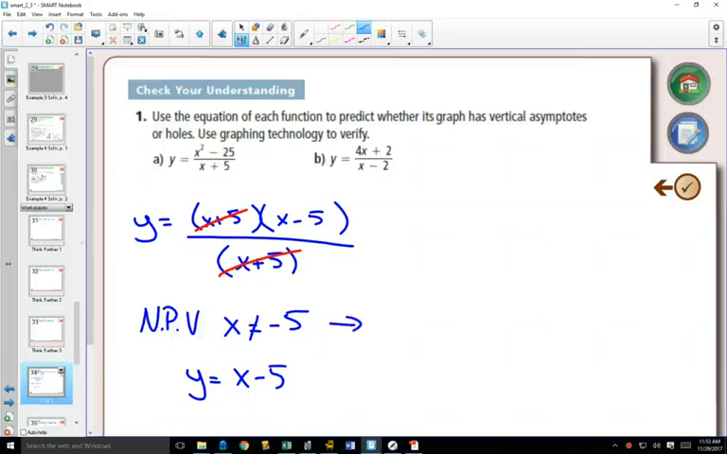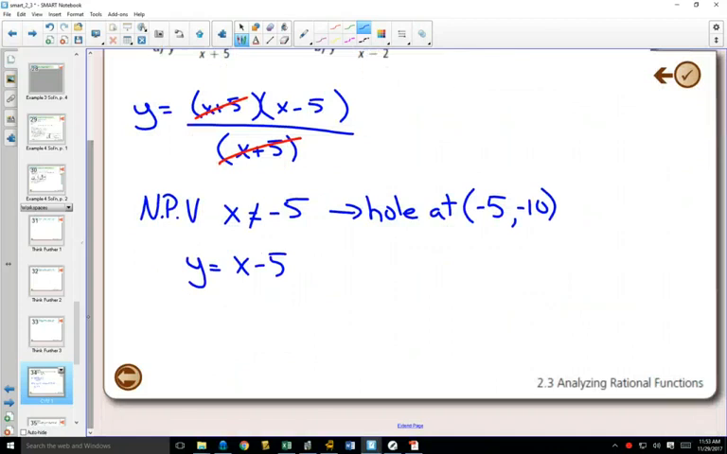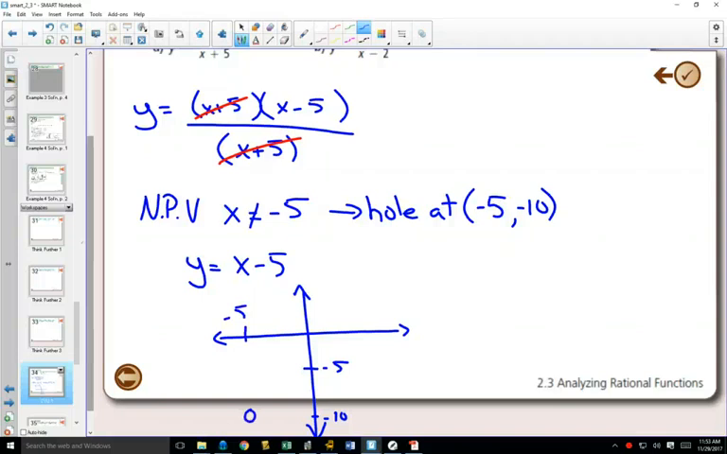And so this means you're going to have a hole at, and to find the coordinates of that hole, the non-permissible value is at -5. If I plug that into my equation that's simplified, my y coordinate would be -10. And so when I go to graph this, I would have -5, -10, a hole in my graph.